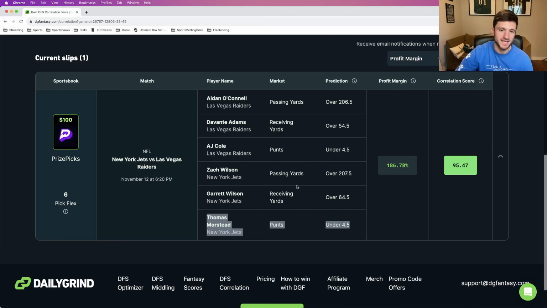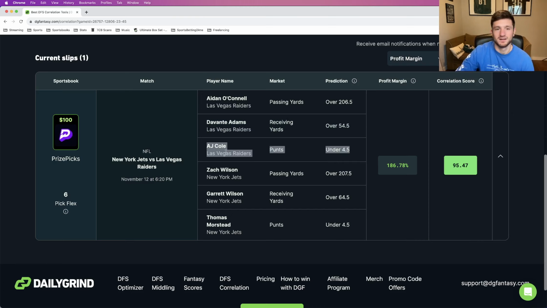All of these plays have a positive correlation together. If the quarterbacks are passing for a bunch of yards, the receivers are receiving a bunch of yards. If the quarterbacks are having success throwing the ball, that generally means the offense is having success in general, which means that there are less punts overall.